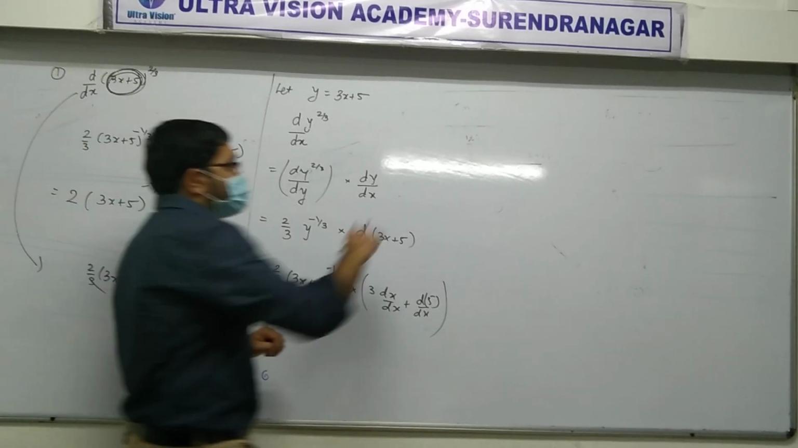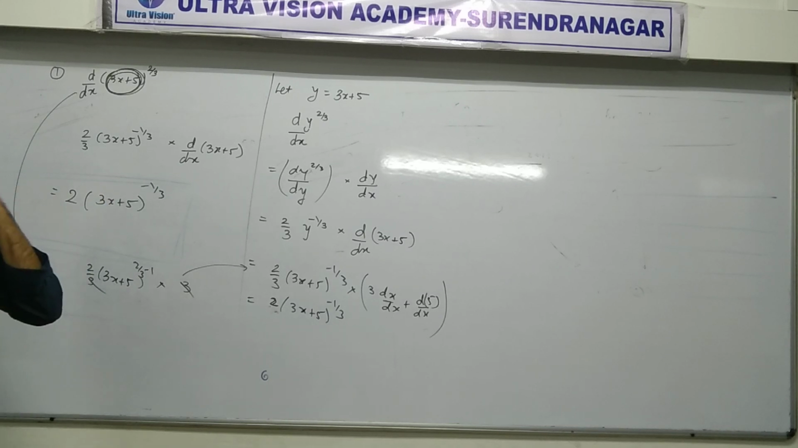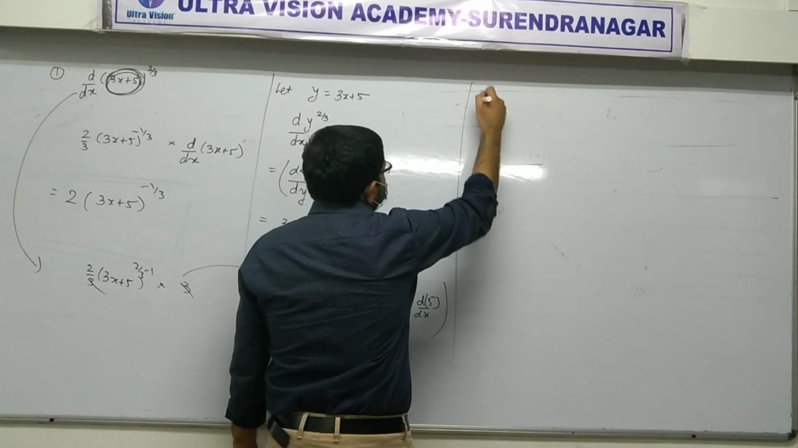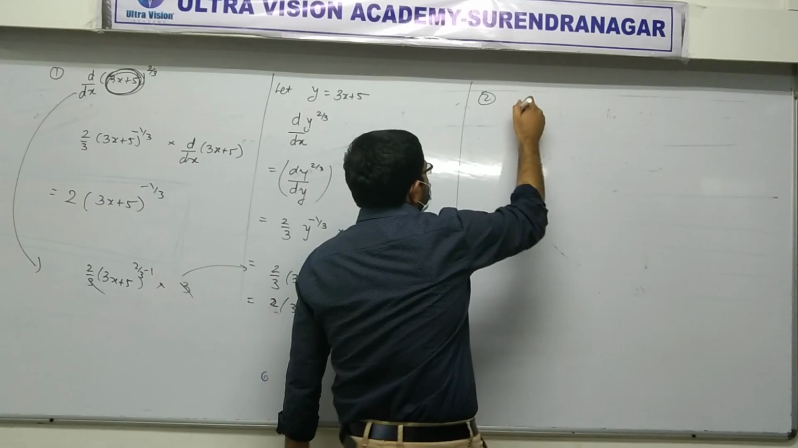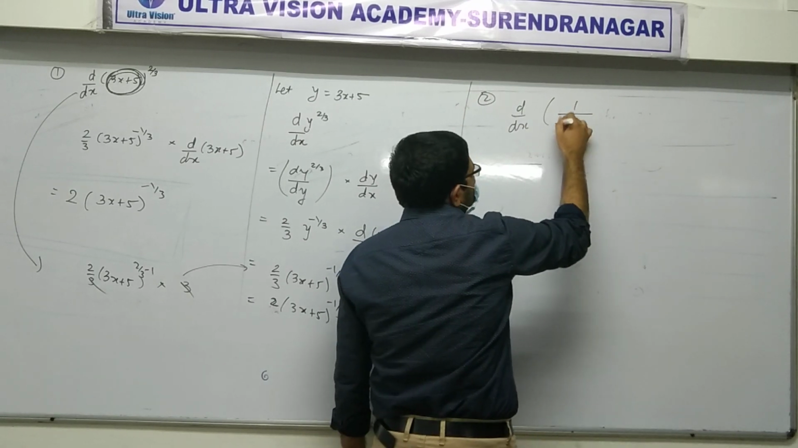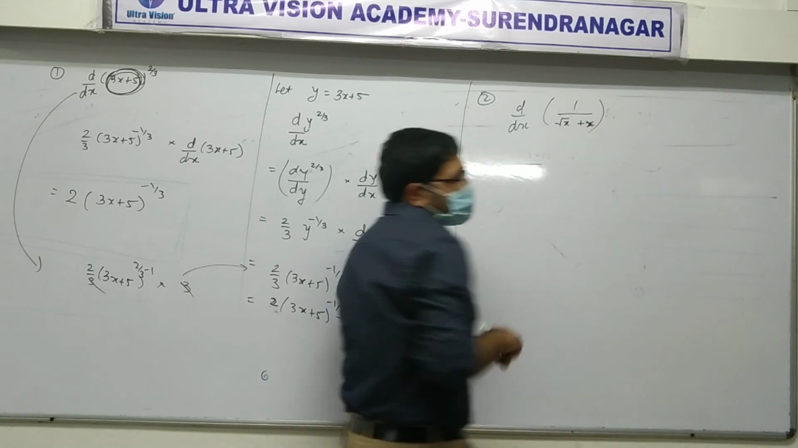Do you have queries, anyone? Everything clear? What is the second one? d by dx of 1 upon root x plus x. Okay, who has got an answer?